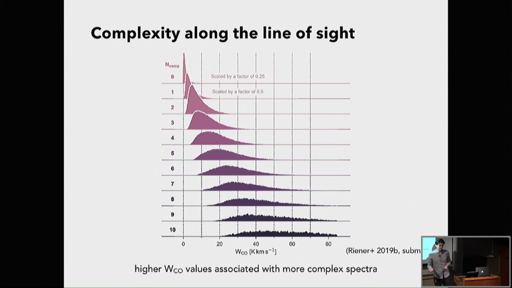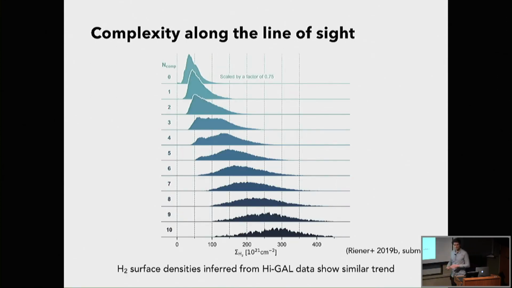That might not be that surprising, or might be what we would expect, but we can play a similar game where we correlate this measure for complexity from the CO spectra, but this time with H2 surface density that we inferred from dust emission, in this case the Herschel survey.